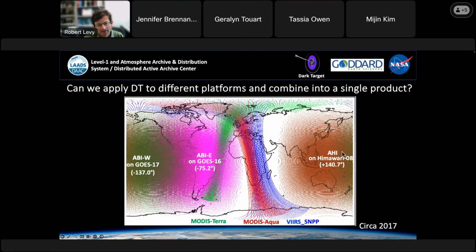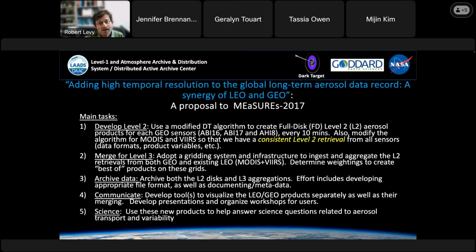We had ABI on GOES West, we had ABI on GOES East, we had Himawari. These are the places we had access to the data for. And then we had the two MODIS, Terra and Aqua, and we had VIIRS on SNPP. You can see, again, there's no coverage over Europe for the GEOs, but we have some coverage over the rest of the globe. So we said, hey, can we do this? Can we add high temporal resolution to the global long-term aerosol record, and create a synergy of LEO and GEO?